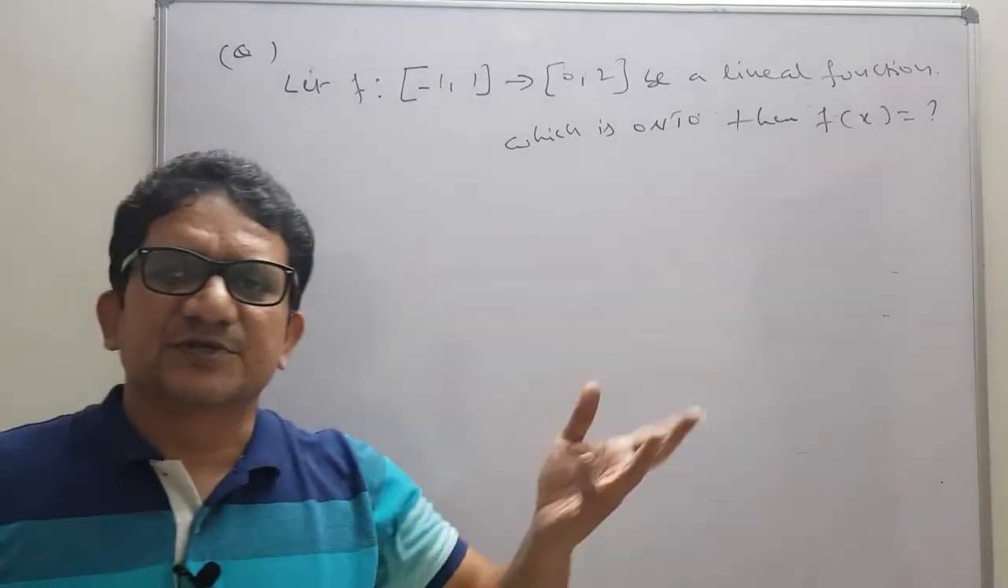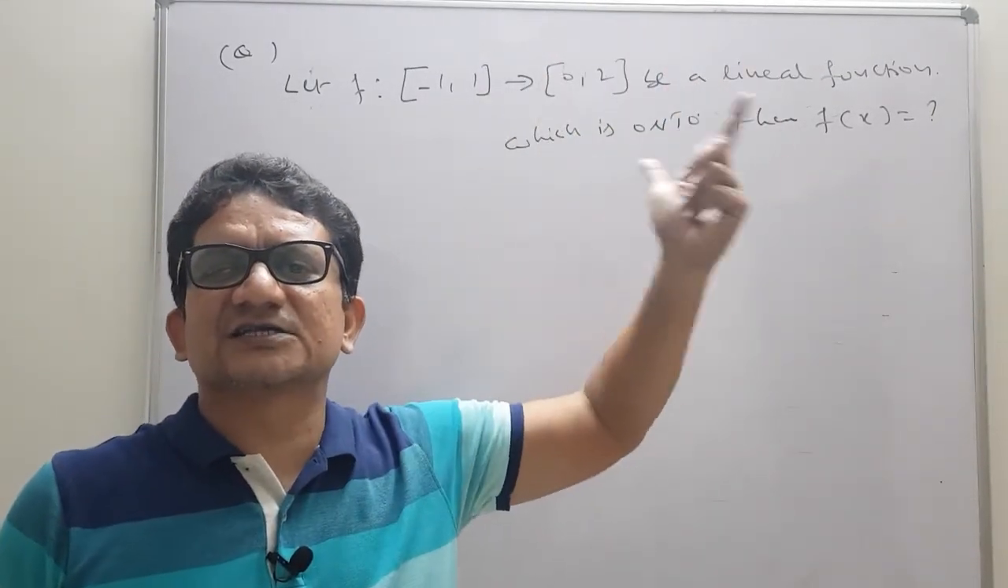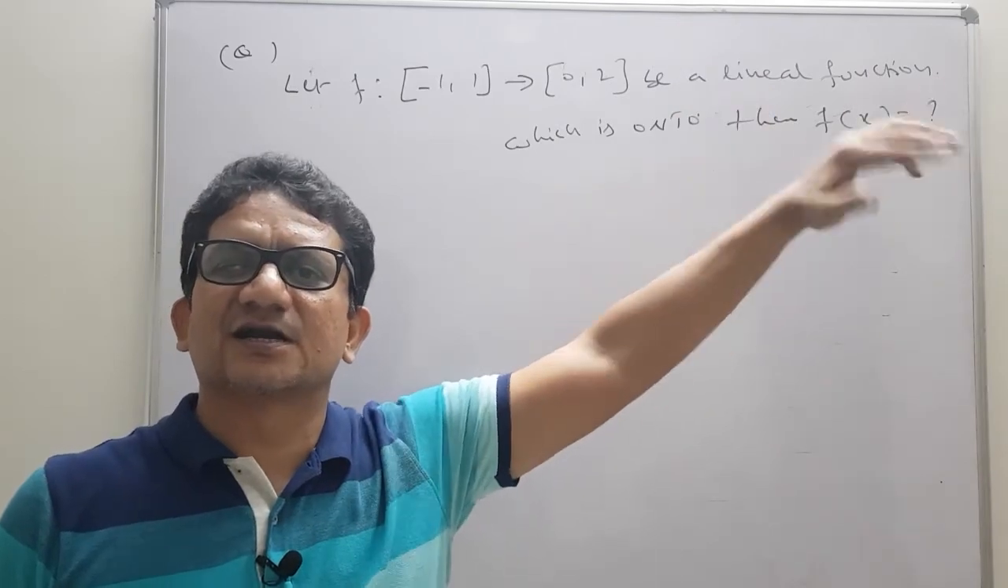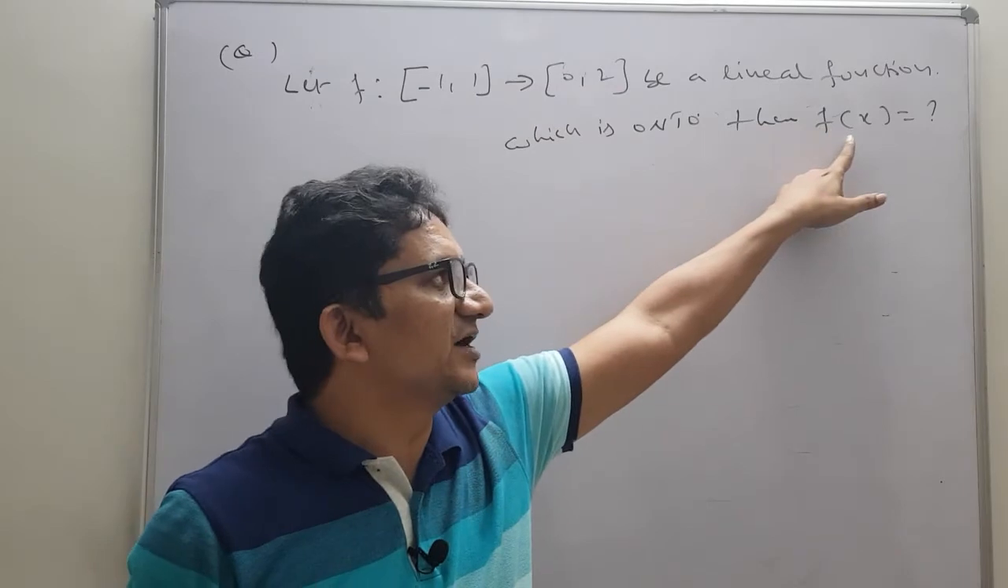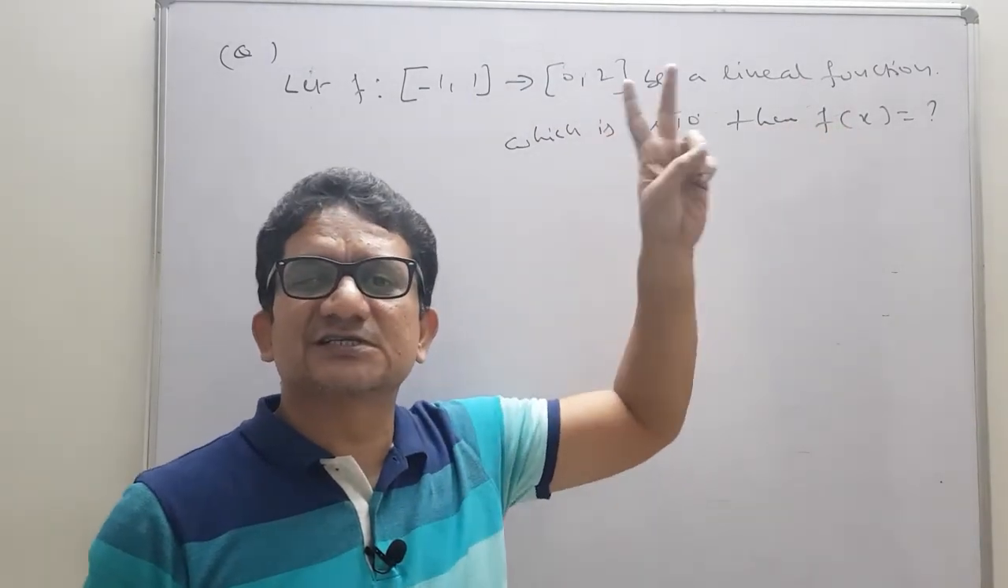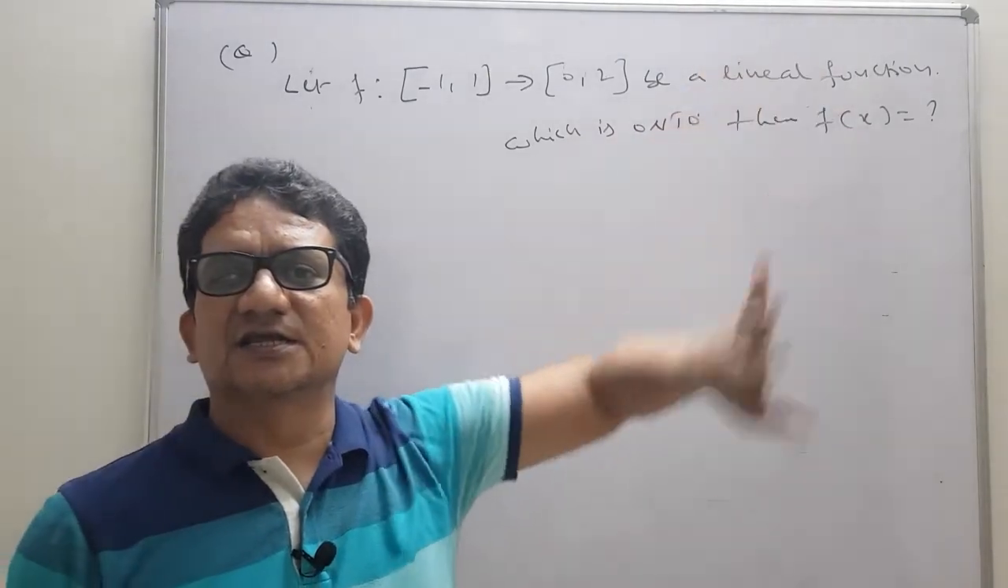Okay. So that means, see, total reverse question. So function they will give and they will ask us to find the domain and codomain or range. But here these two things are given and they are asking us to find the function. For that, 2 hints they are providing. One is the function is onto and other is a linear function.